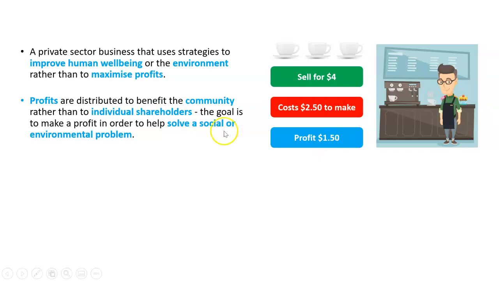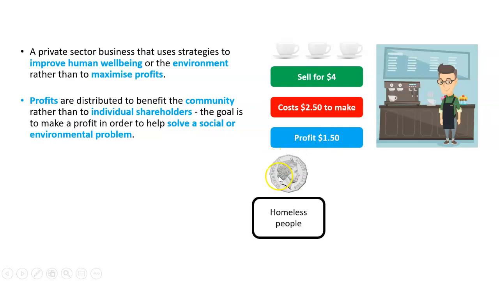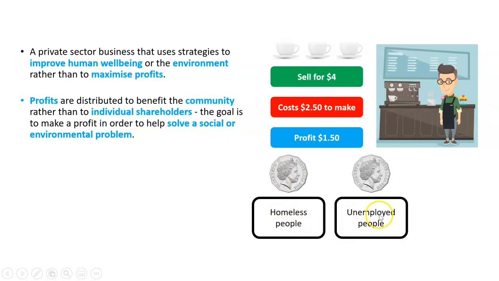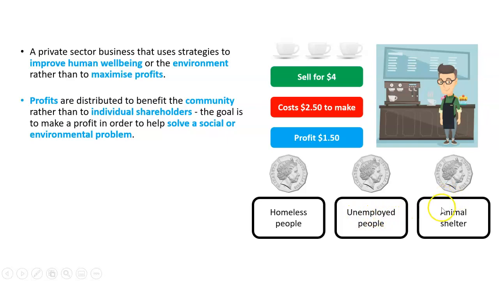So this is different. It's what we do with these profits that separates a social enterprise. We don't give them back to the owner. We might give some of them a little bit maybe, but the profits, so out of $1.50, 50 cents goes to homeless people, 50 cents goes to unemployed people, and let's say, for example, 50 cents goes to animal shelters, giving back to the community.